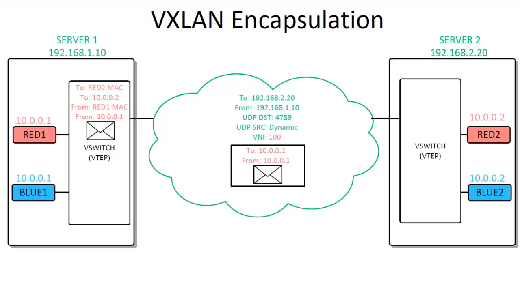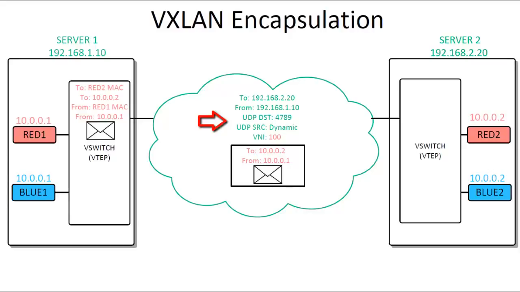Let's start with the outermost headers and work in. First there is the outer Layer 2 header, which is not shown here but is dependent on Layer 3 hops in the underlay network. Next there is the Layer 3 outer header with a destination IP of 192.168.2.20, the VTEP on server 2. The source IP is 192.168.1.10, the VTEP of server 1. After Layer 3 is a Layer 4 UDP header with a destination port of 4789, which has been reserved by the Internet Assigned Numbers Authority for VXLAN.